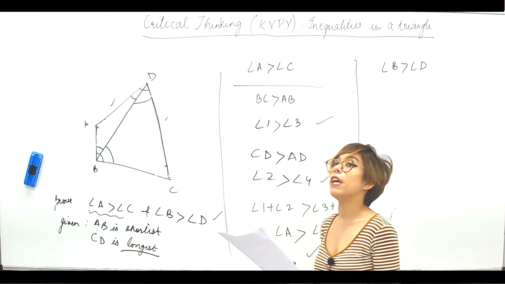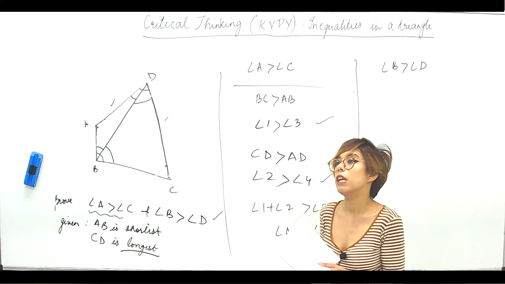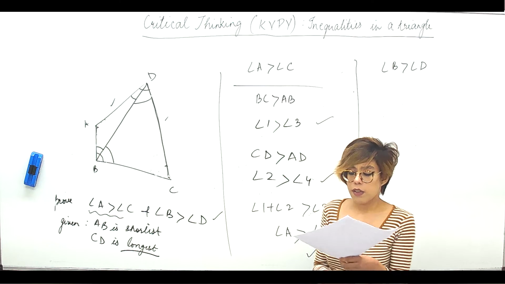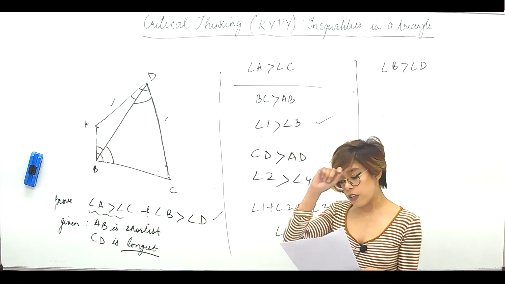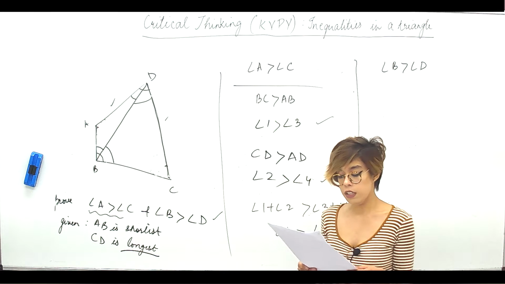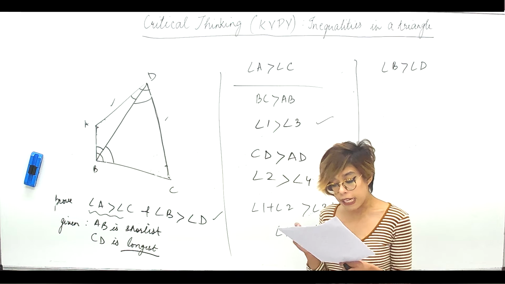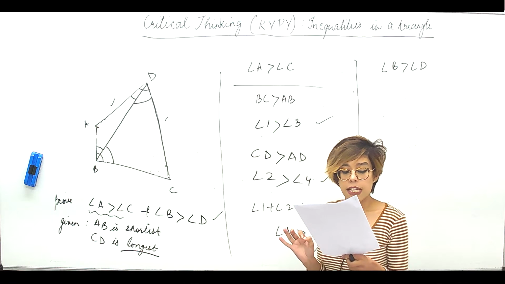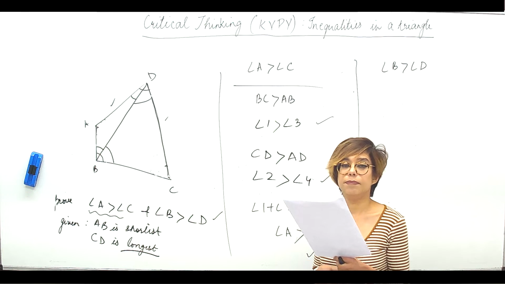Now, next one you very well know. You have been studying this since what? Class 7th, I guess. But now you just need to prove it. That's it. So write down. In a triangle, prove that sum of any two sides is greater than the third one.